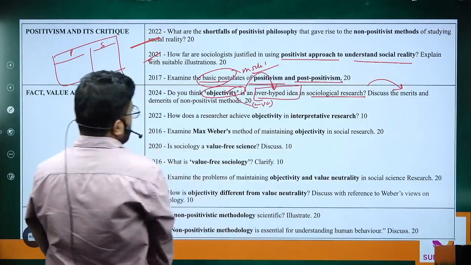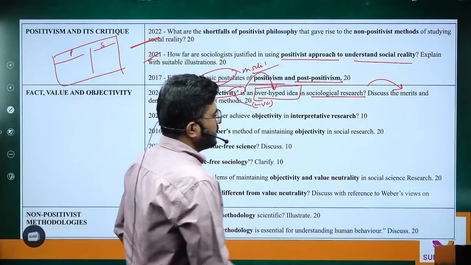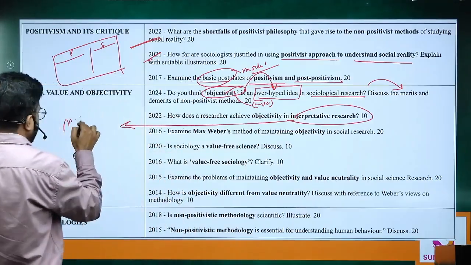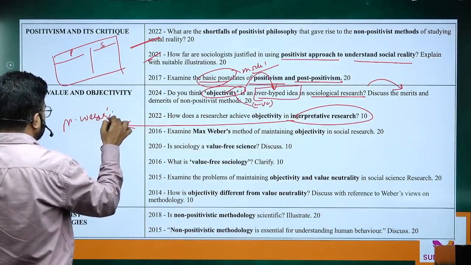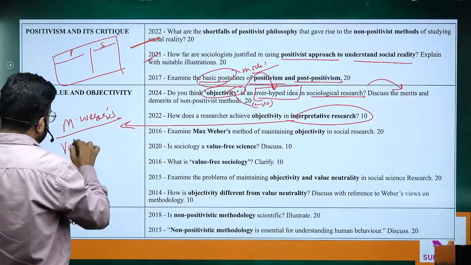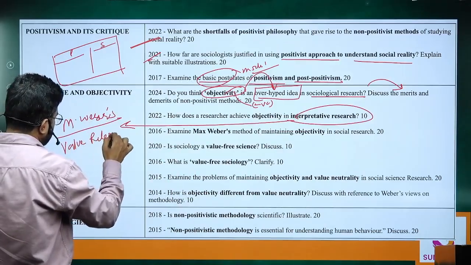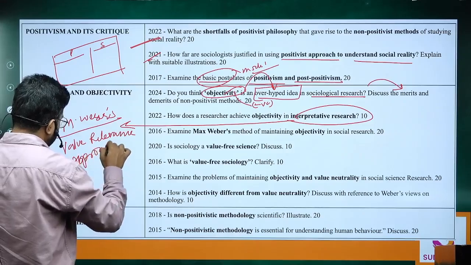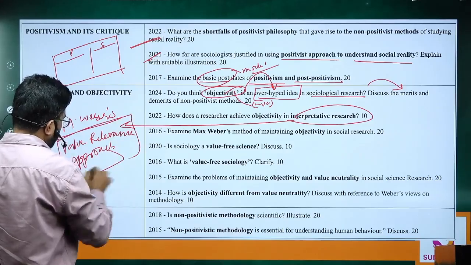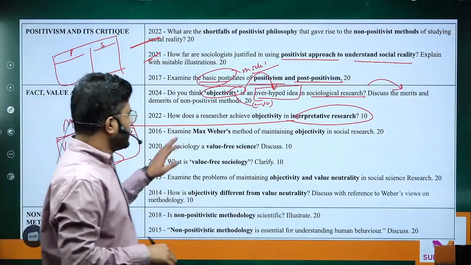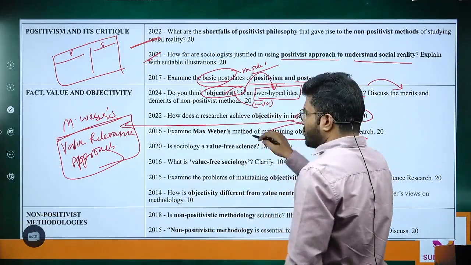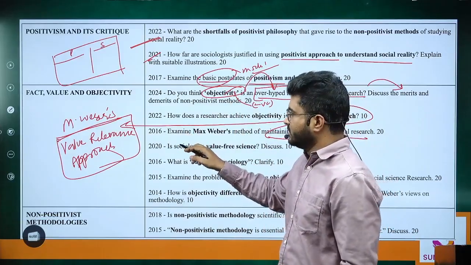Then, how does a researcher achieve objectivity in interpretative research? Nothing but you have to write about Max Weber's value relevance approach. We will deal with it. Okay. Then examine Max Weber's methods of maintaining objectivity in social research. Same question asked in different terminologies.